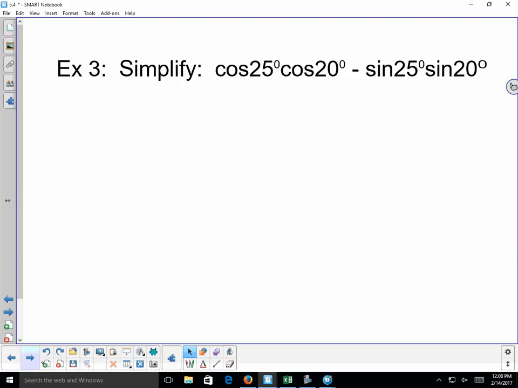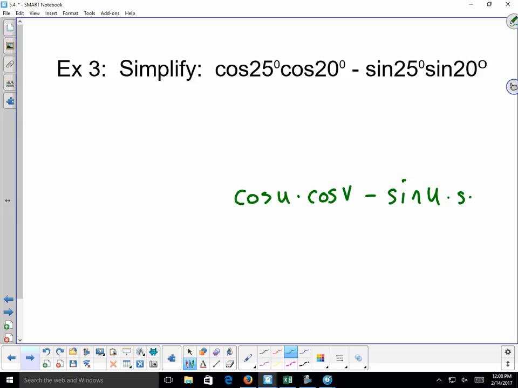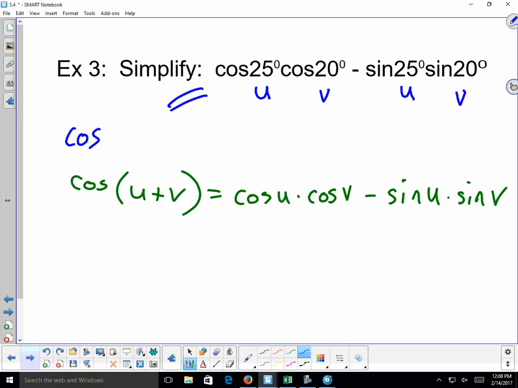Augie? Number 3. That one, you're saying the right side is cosine U cosine V minus sine U sine V? Yeah. And if that's number 3, that's actually the formula for what? Cosine of U plus V. Everybody agree? In this case, does it fit that 25 degrees would be the U and 20 degrees would be the V? Is that right? So that means that this whole expression is equal to the cosine of what? 25 plus 20? All right, so that's really equal to the cosine of 45 degrees.